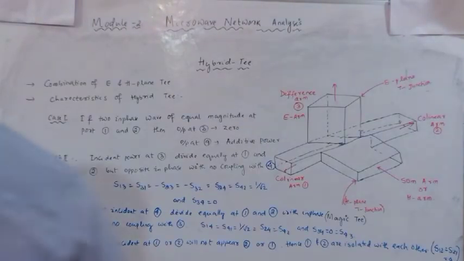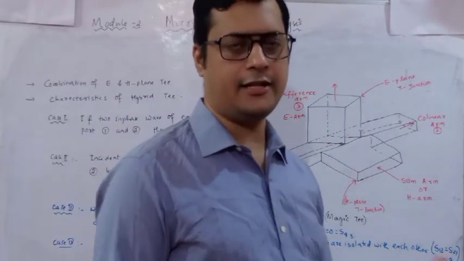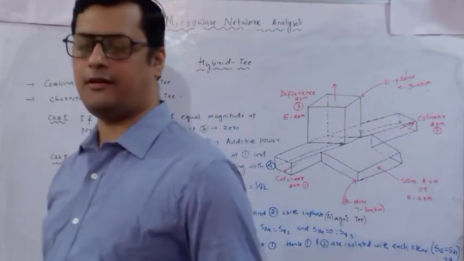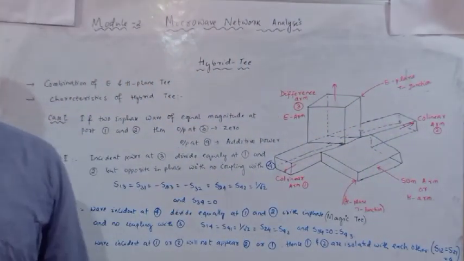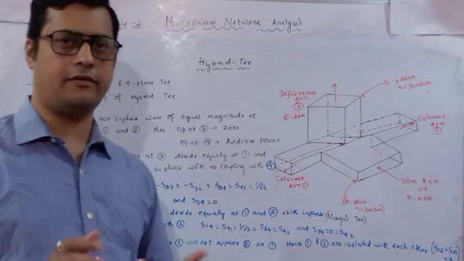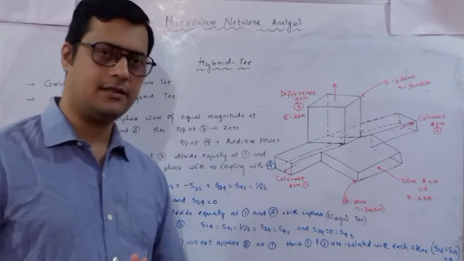Okay. So this is the combination of E and H plane, that is called hybrid T. Hybrid T is also called as magic T. In this, what happens when it is having a 4-port device? It is a 4-port device.